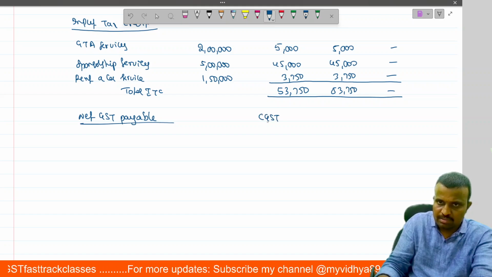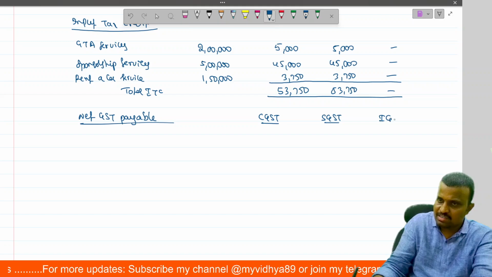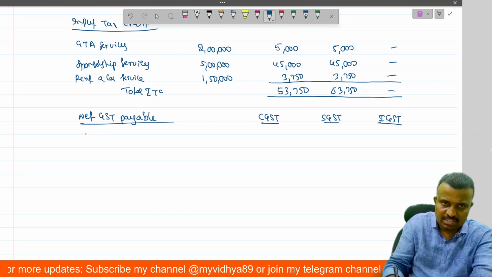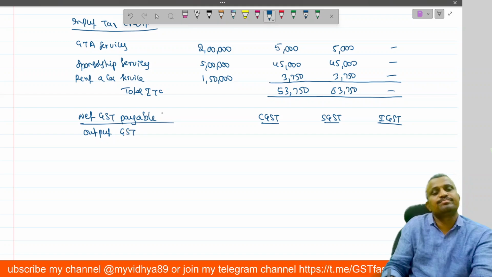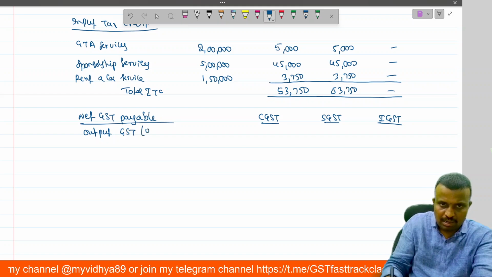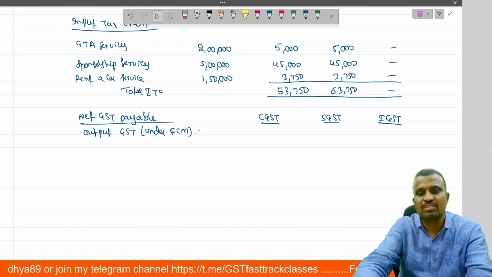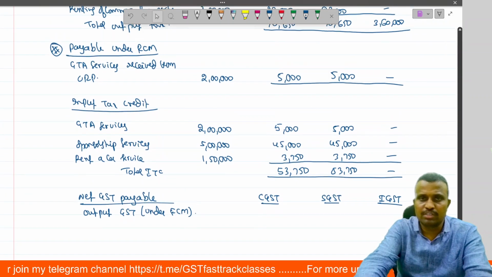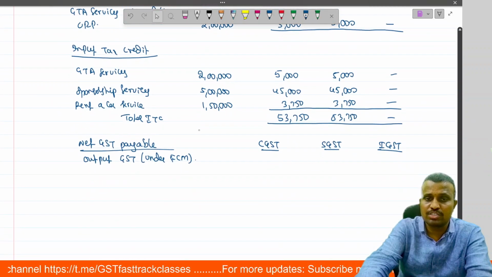So CGST, SGST and IGST. First we consider output GST under forward charge mechanism. What is the output GST? 70650, right?